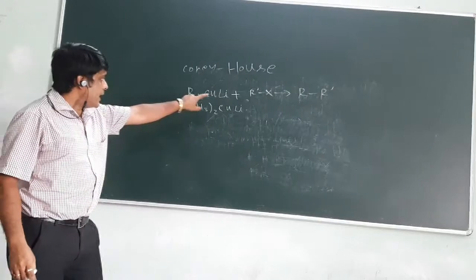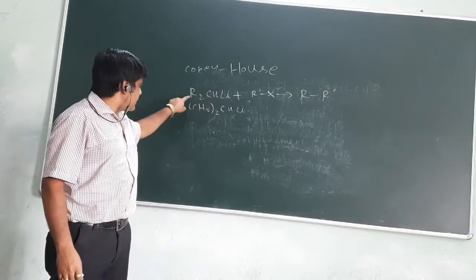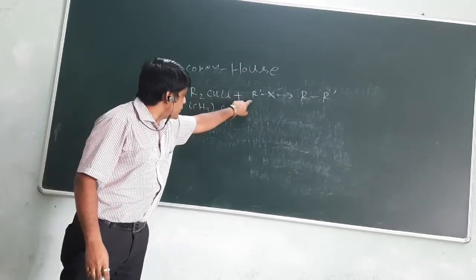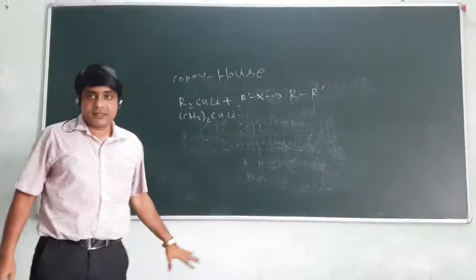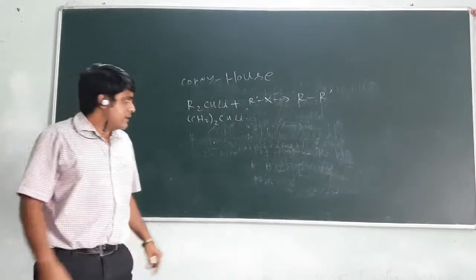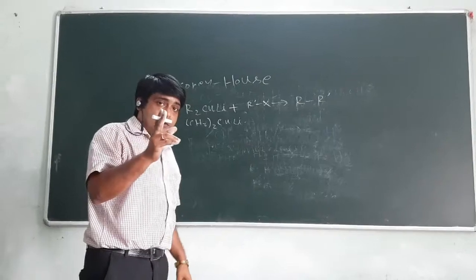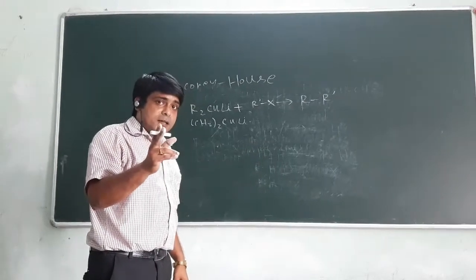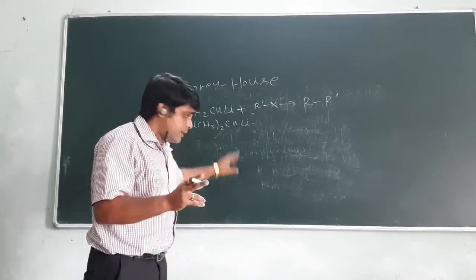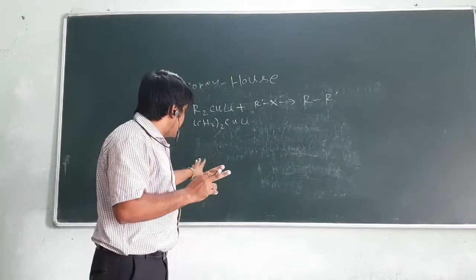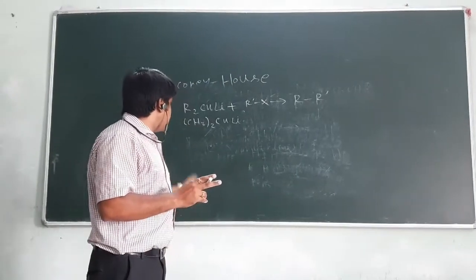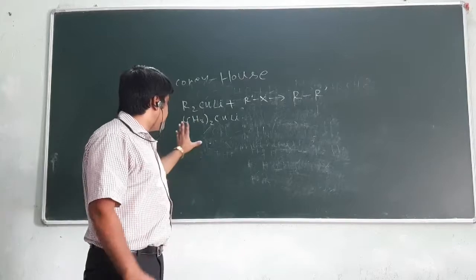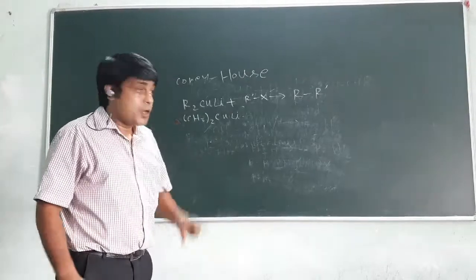Listen carefully. Here I am denoted as the symbol R, but here I am denoted as R dash. Why? I have already told you what is an unsymmetrical alkane and what is a symmetrical alkane. And I have already told you that by using this method we can prepare the unsymmetrical alkane also.